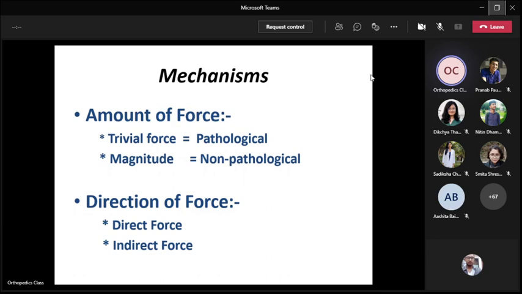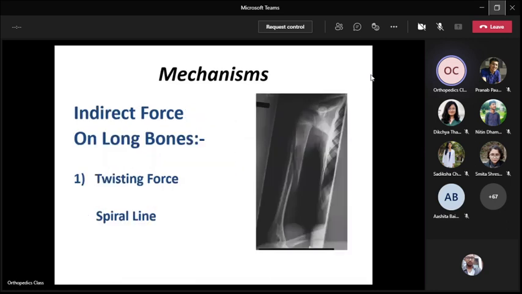And if a high velocity or good amount of magnitude is required to break the bone, it's a traumatic fracture rather than a pathological one. Direction of force may be direct or indirect. Direct force produces some pattern of fractures, whereas indirect force produces a different pattern. If you know the direction and the mechanism of the amount of force, that will guide you while reducing and treating those fractures. That's why you have to know all these things.